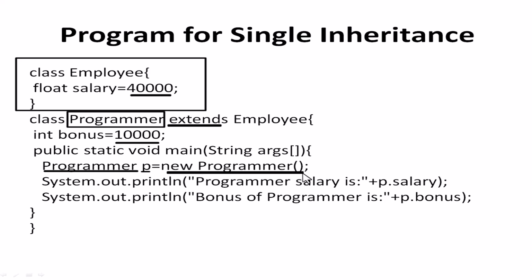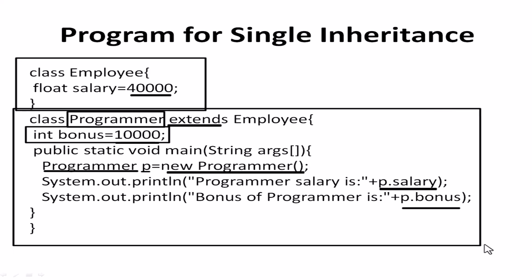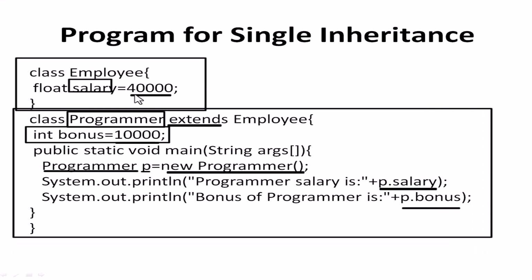We have created an object of Programmer because we have not declared int bonus = 10,000 inside the main. We are going to print p.salary, which is the programmer salary, and p.bonus, which is the programmer bonus. But the programmer salary was not defined within this class. Salary is defined within the Employee class, which is 40,000.